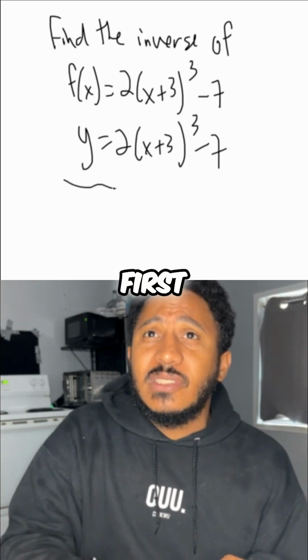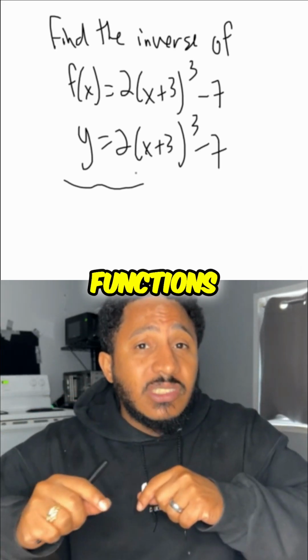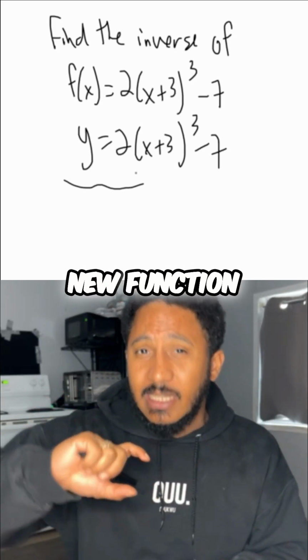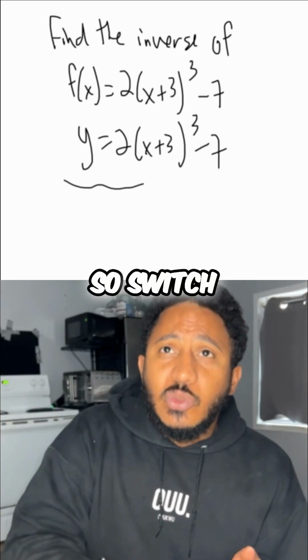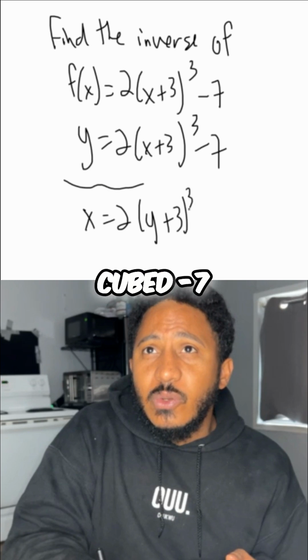So how do we do that? Well, first, when switching the x and y, we want to make sure we note that this is now two different functions that we're creating. Okay, so we're creating a new function that's separate from the original function. So switch the x and y, we get x equals 2 times (y plus 3) cubed minus 7.